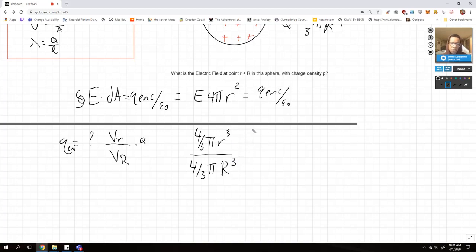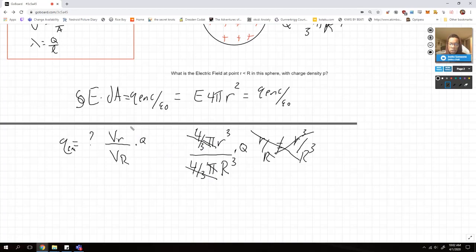Oftentimes students will say that you just need to do r over R. This is a reason why it won't work, because these r's are cubed, and r over big R is not equal to r cubed over big R cubed. So don't make this mistake. What will happen is that my 4/3 and my pi's will cancel, and I will get r cubed over R cubed, and then I can multiply by Q, and this will give me my Q enclosed.